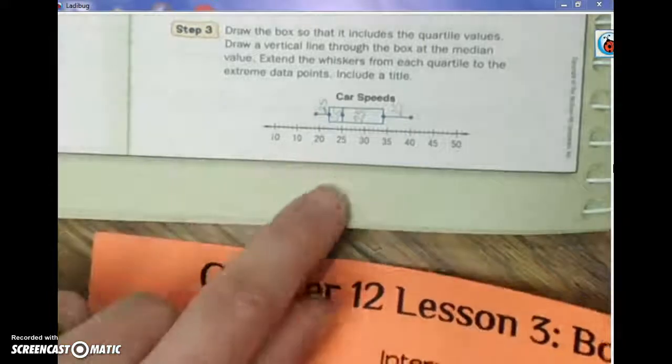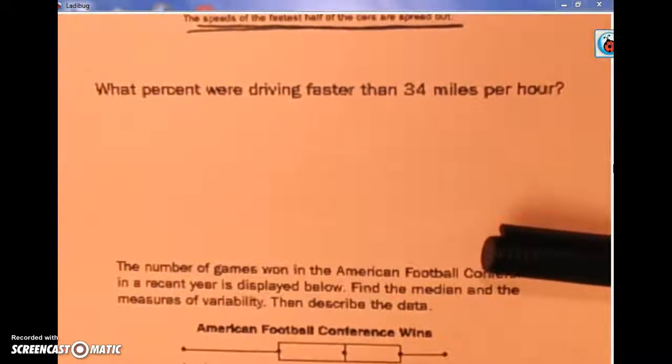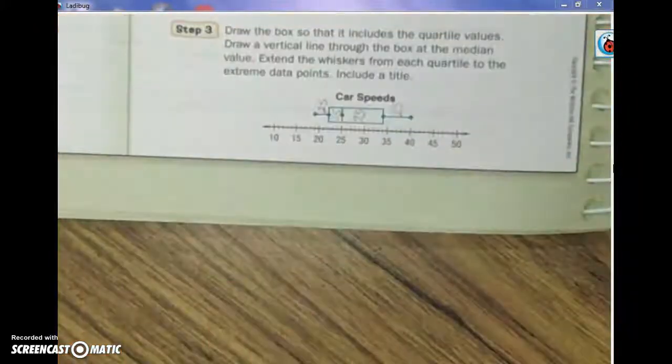We're also going to be using this chart to answer this next question. What percent were driving faster than 34 miles per hour? So let's take a minute to think about that. I want you to take just a second to think of what you think that could be.